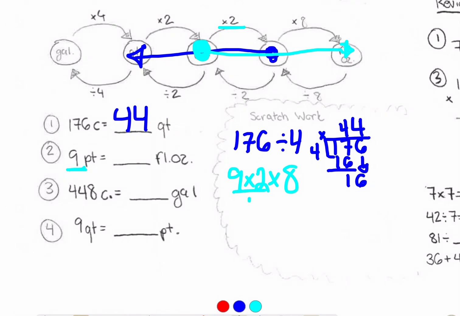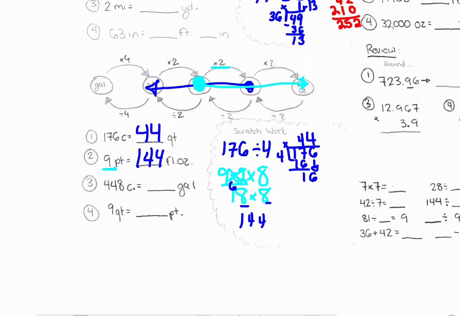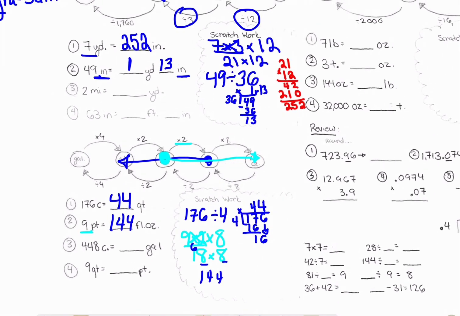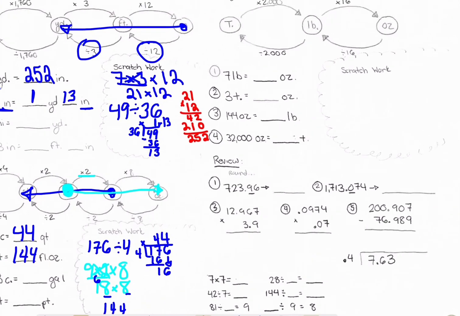9 times 2 is 18. Bring down my 8. And I can work it out over to the side, but I know that 8 times 8 is 64. And 8 times 1 is 8, plus 6 is 14. So there's exactly 144 fluid ounces in 9 pints. Now, just like the other ones, you can pause the video and work out the rest, or if you want to, you can just go with me to the next section, then go back and do the other ones.